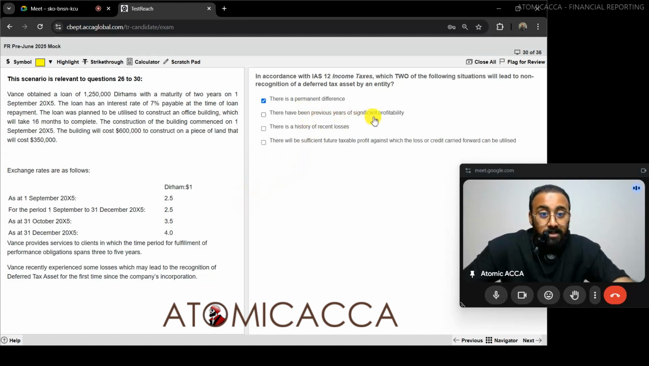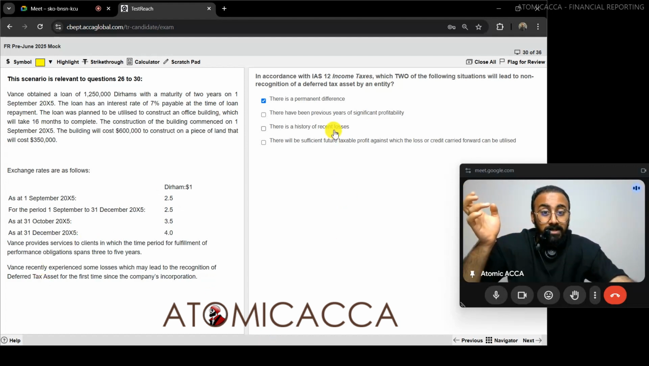There have been previous years of significant profitability. With significant profitability in previous years and now some losses, you can create a deferred tax asset, because you have some hope that in the future you can make profits once again and claim these tax losses against them. That was one of the criteria for carry forward of tax losses. There should be some probability or indication that the company could get back into a profit situation to utilize these tax losses. So the second one is an indicator that the deferred tax asset will be recognized, so that is out.